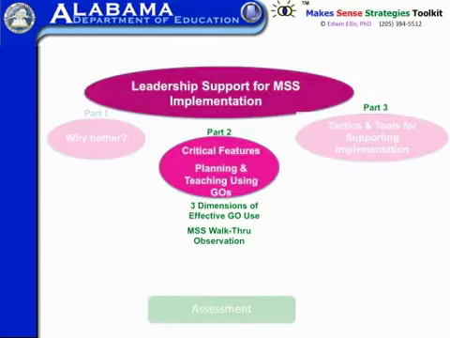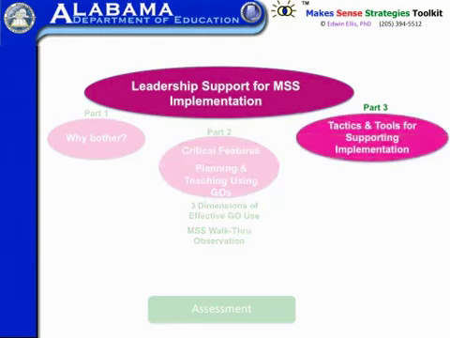So these are some of the critical features to look for in terms of how well teachers are using graphic organizers in their instruction. What we're going to be focusing on next are some very specific tactics and tools that you can use for supporting implementation. Now, obviously, walkthroughs is one of those tactics and tools, but it seemed to me better to put those back to back with looking at effective use. So we'll be looking at some additional tactic tools for supporting implementation in the next video.